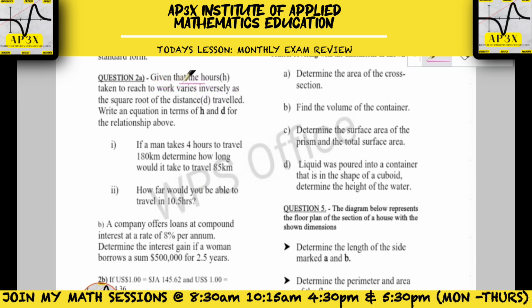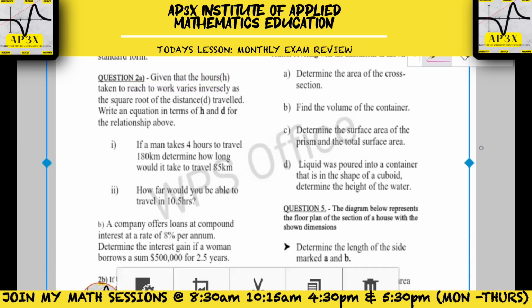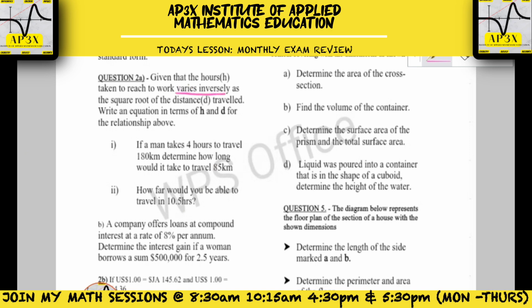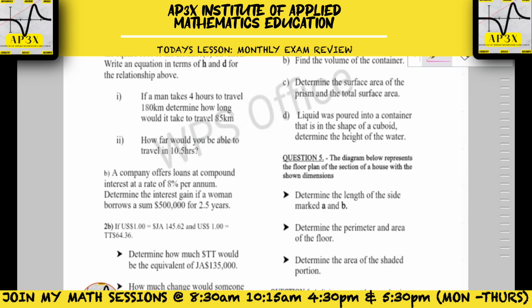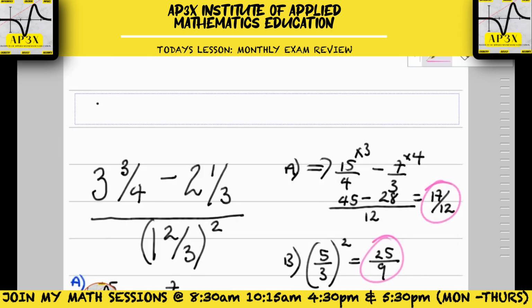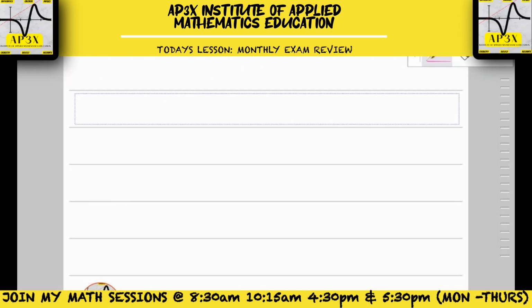Well, the question says here that given that the hours H taken to reach work varies inversely. So it varies inversely. Let's take care of that part first. The very first thing that we want to think about here in this question is what is the standard inverse variation formula. And my students are very accustomed to the fact that the standard variation formula is in fact y equals k divided by x. And that is in fact if we are using the variables y and x.